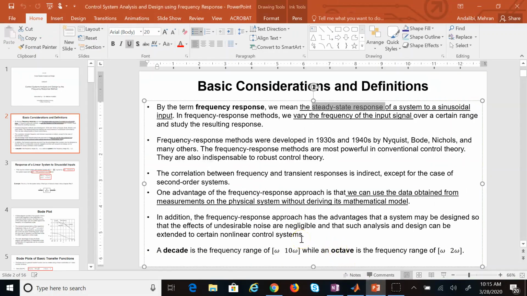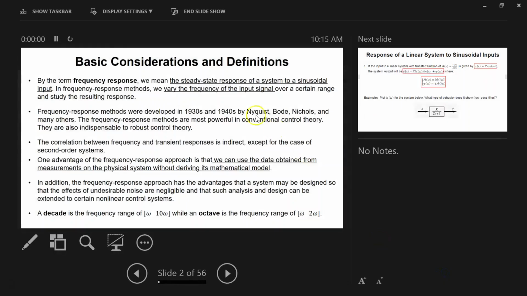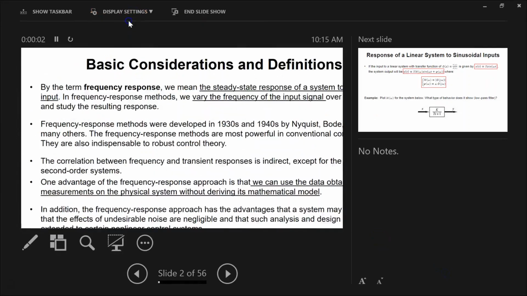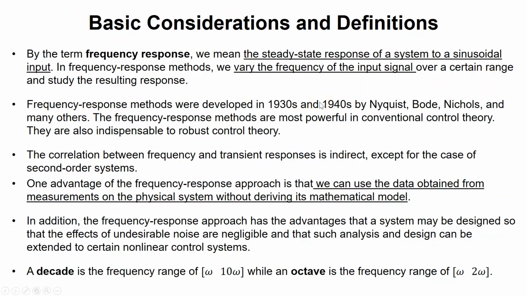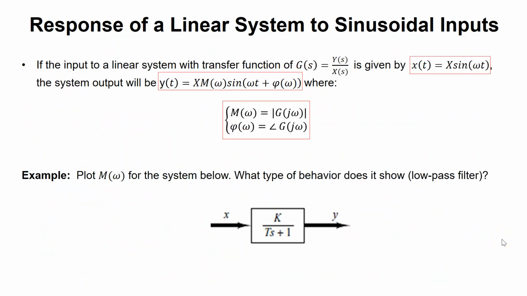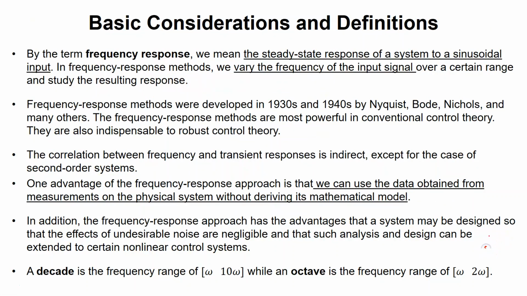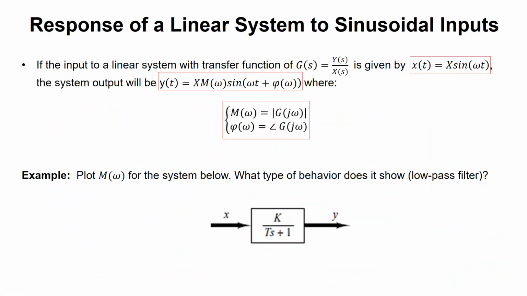But one of the things that we have to know, one of the terminologies you've probably heard, is decade and octave. So decade is a frequency range between any omega, doesn't matter, the initial one, and 10 times that frequency. It's called a decade. And then between any omega and twice as big, we call it an octave, right? So between 100 and 1,000 is called a decade, but between 100 and 200 is called an octave.